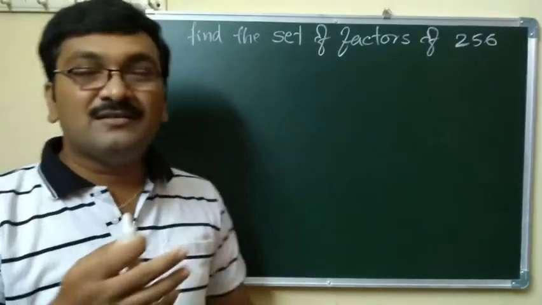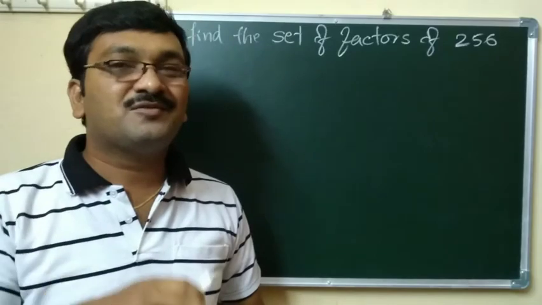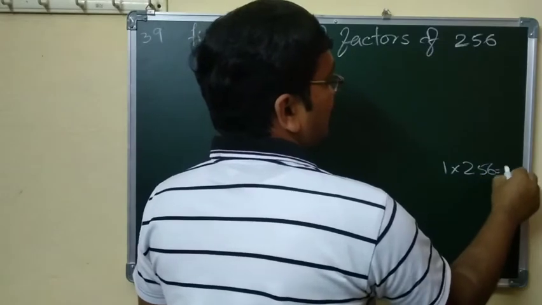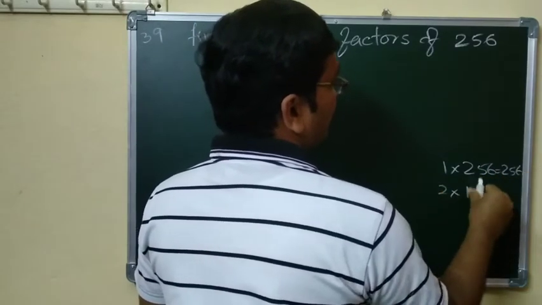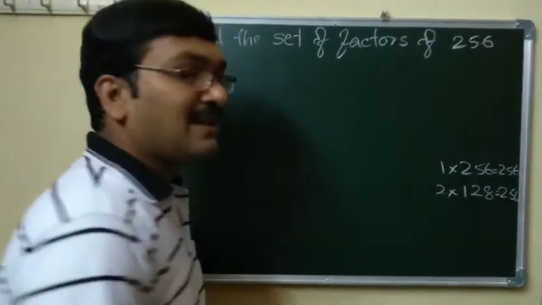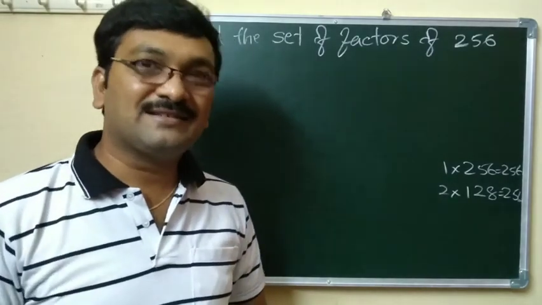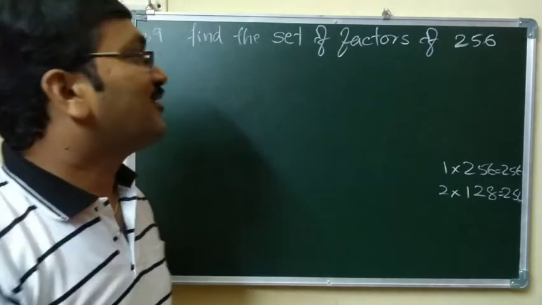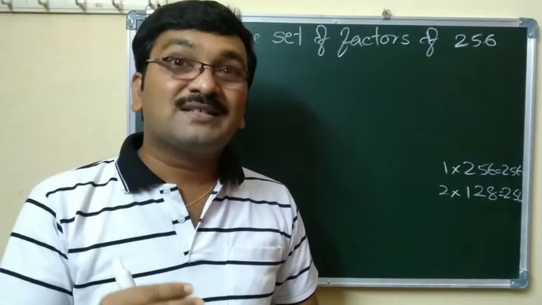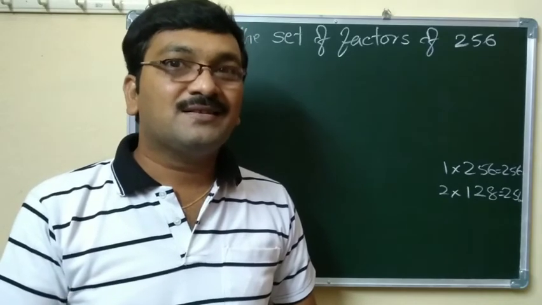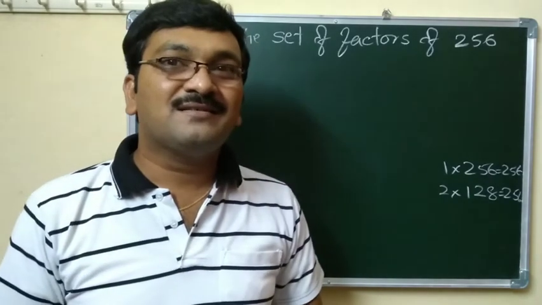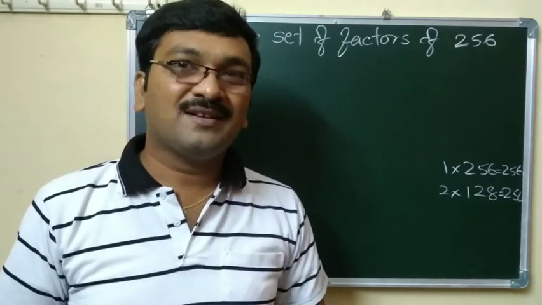Like 1 into 256 equals 256, 2 into 128 is 256. So shall I write up to 256, or is there any logic? Yes, there is logic. If they give any number and you know the square root, then it is very easy. The square root of 256 is 16, which means writing up to 16 is enough.